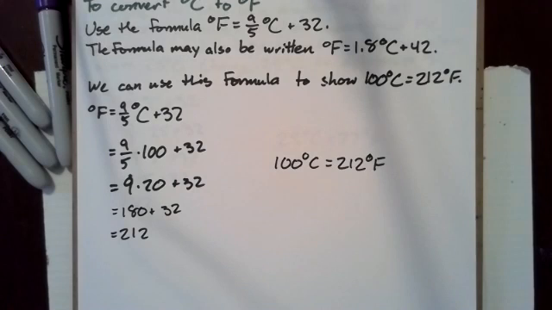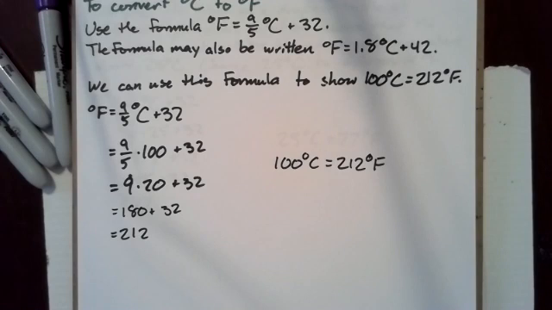To convert from degrees Celsius to degrees Fahrenheit, use the formula F equals 9/5 degrees Celsius plus 32. The formula may also be written degrees Fahrenheit equals 1.8 times degrees Celsius plus 32. We can use this formula to show, again, that 100 degrees Celsius is equal to 212 degrees Fahrenheit.